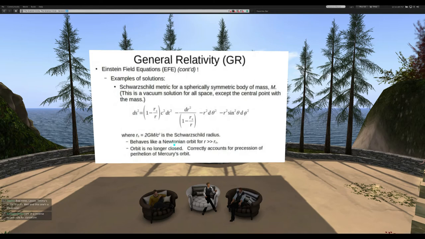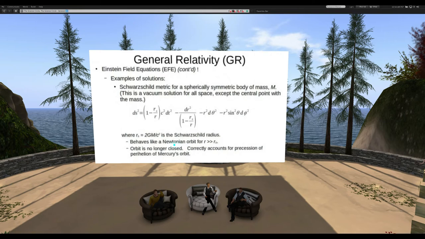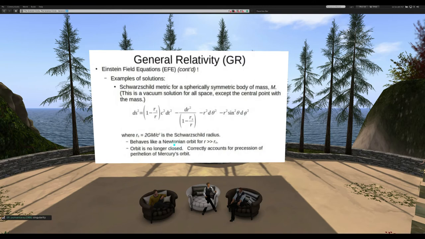This is a very reduced form of these equations, but there are actual solutions, and you're solving for the metric, as I said, because that'll give you your geodesics. The first one was by Karl Schwarzschild, the Schwarzschild metric for spherical symmetry. Actually, he made a very simple assumption in calculating this metric. It's one of the simplest assumptions you can make. What he did was he assumed that the universe is empty.